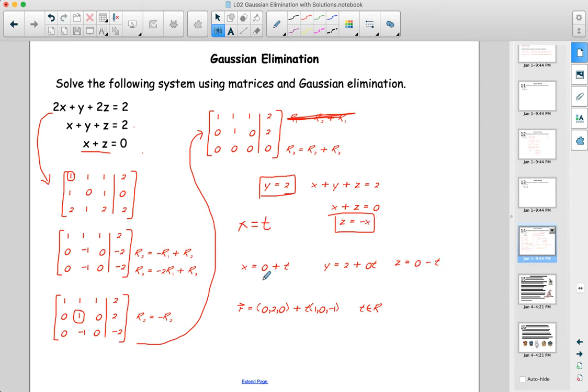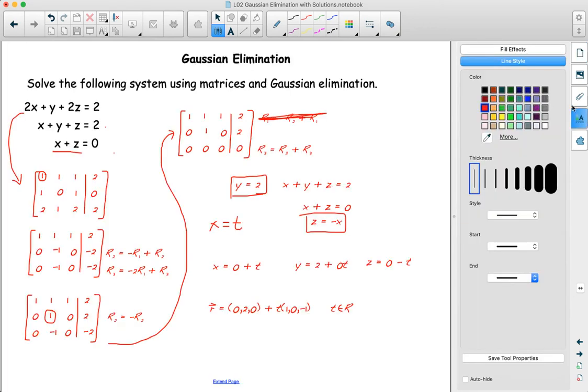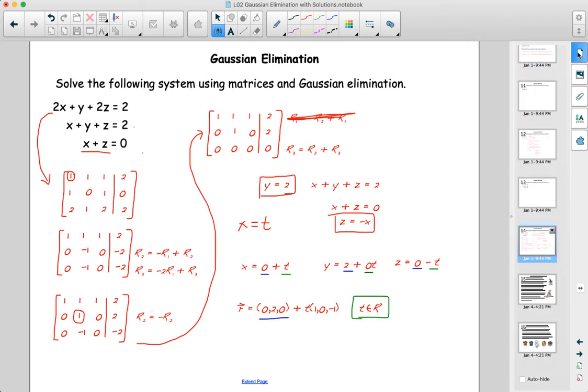So my point coordinates would be 0, 2, 0. So I wrote that down, 0, 2, 0. And my direction vector is going to come from here, 1, 0, -1. So my direction vector is plus t times 1, 0, -1. And remember, we have to note that t is any real number. So these three planes are intersecting in the line, in the equation of the line in vector form right there: 0, 2, 0, plus t times 1, 0, -1.